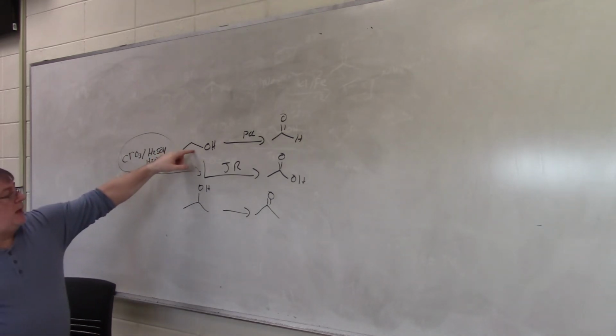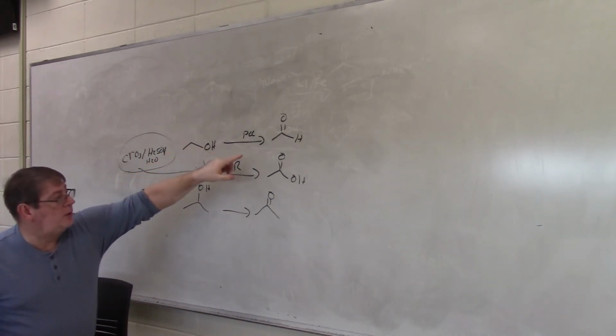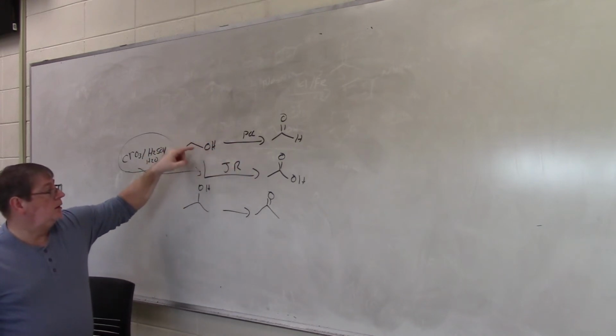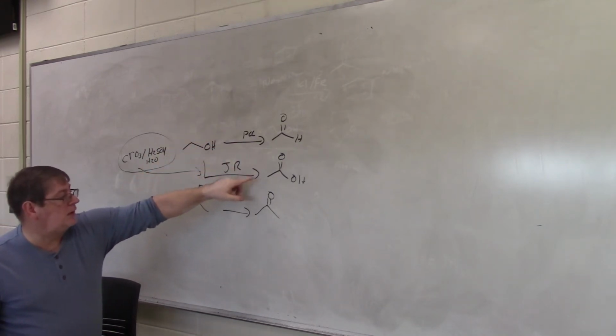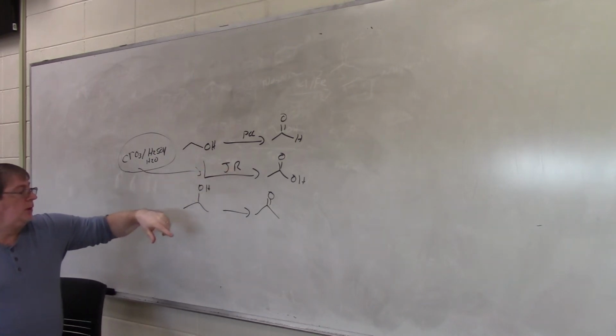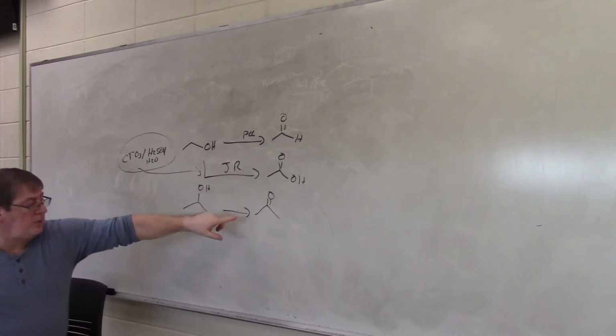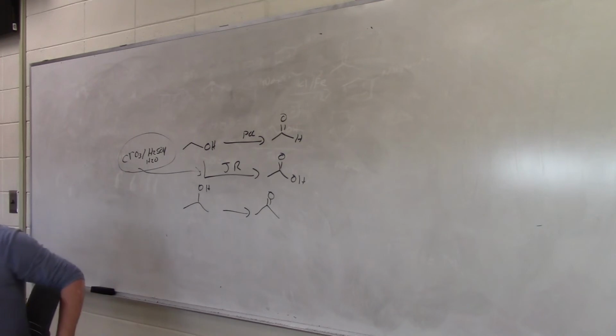Oh, so I'm showing the oxidation of a primary alcohol to an aldehyde, you need PCC. A primary alcohol to a carboxylic acid, you need Jones reagent. And that a secondary alcohol can be oxidized to a ketone with either PCC or Jones reagent.